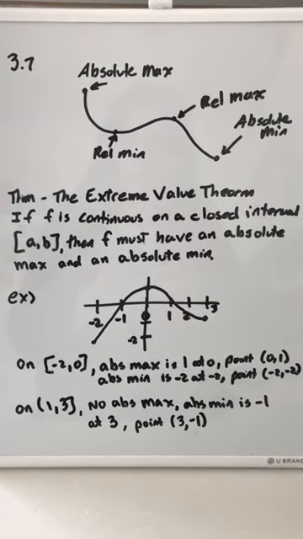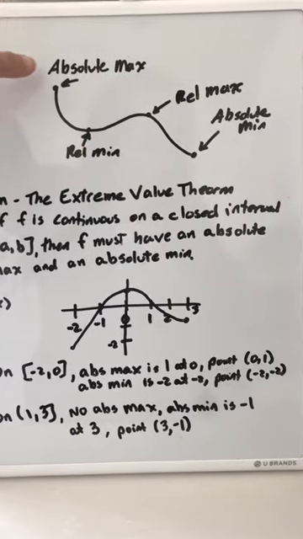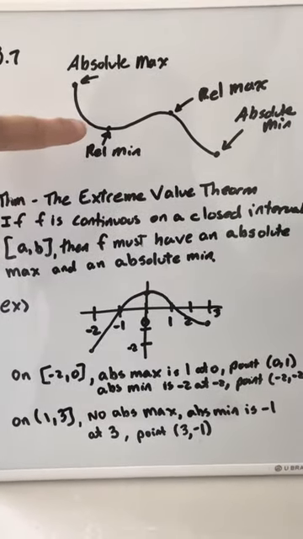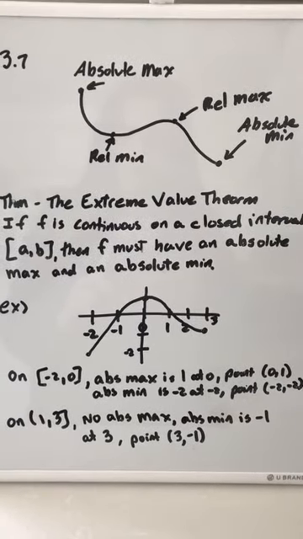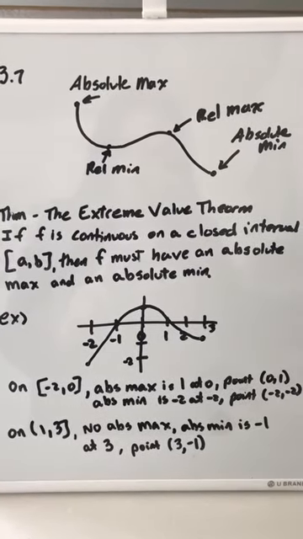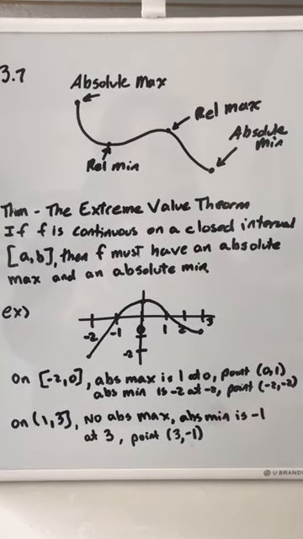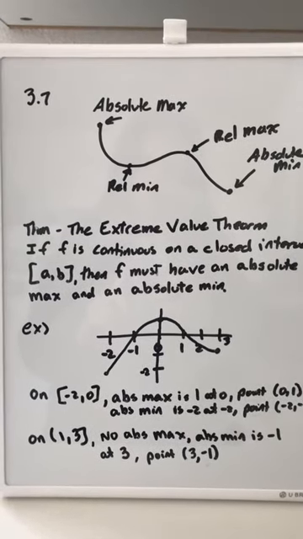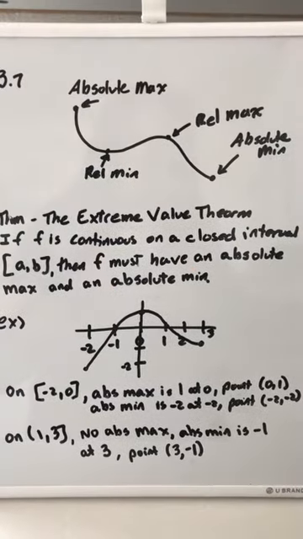Okay, so let's begin. This is chapter 3.7. We're going to talk about absolute max and absolute min. As you can see, we still have our relative min and our relative max. We have a theorem, the extreme value theorem. If f is continuous on a closed interval from a to b, then f must have an absolute maximum and an absolute minimum. So here I drew an example, and here you can see this goes from -2 to 3.